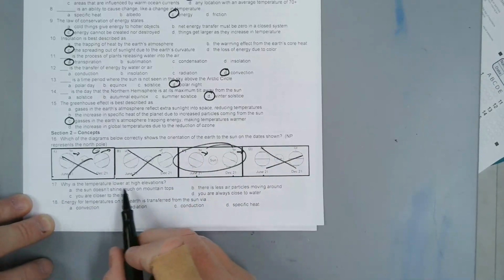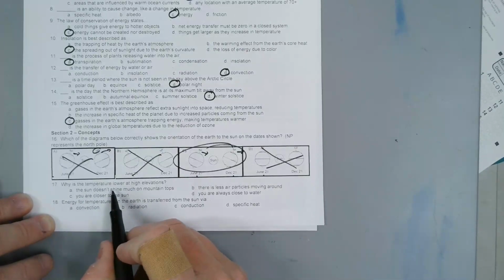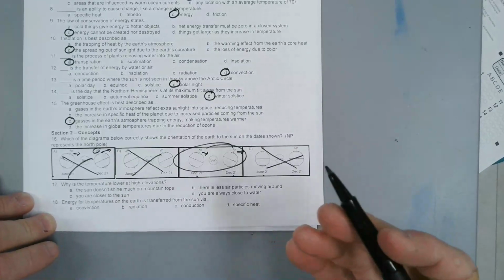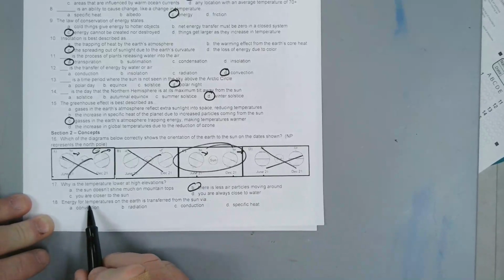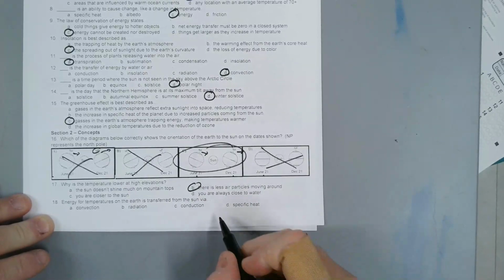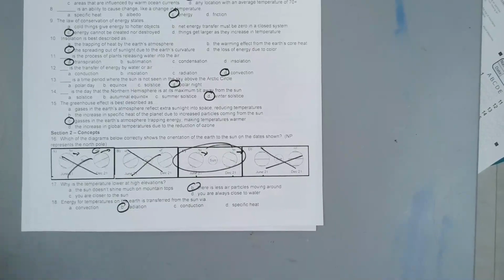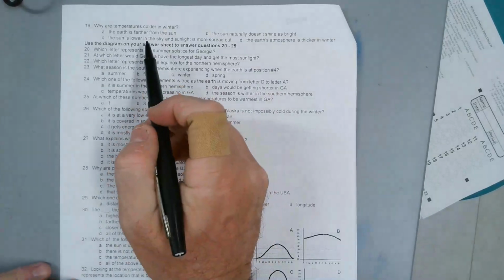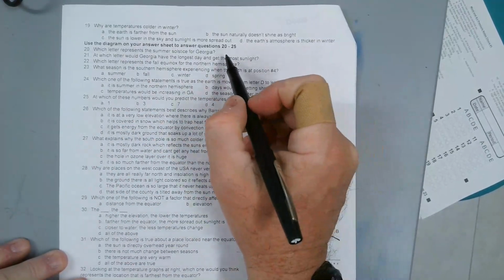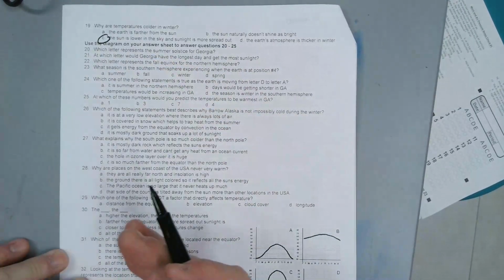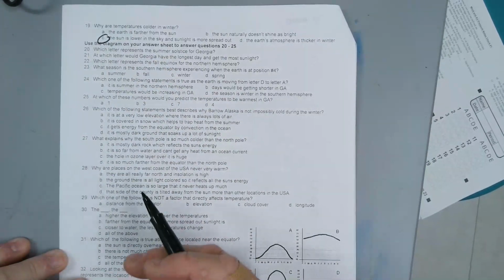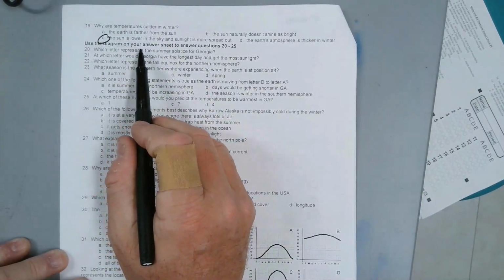Why is the temperature lower at higher elevations? When temperature is friction, there is less air at higher elevations, so that you're going to have a lower temperature. Energy for temperatures on the Earth is transferred from the sun by radiation. Why are temperatures colder in winter? Well, that's because the sun is lower in the sky and sunlight is more spread out, so the sun is not as intense. It says use the diagram on your answer sheet to answer questions 20 through 25.